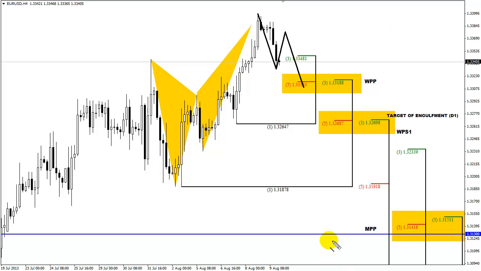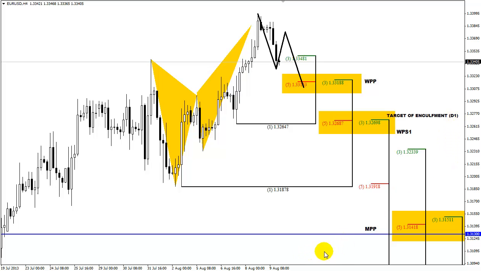And also this zone also contains more important structures of support beyond these ones. Okay, I would say that these 3 structures here are the most important: the weekly pivot support 1, the confluence support on the 4-hour chart, and the target of the bearish engulfment of the daily time frame.